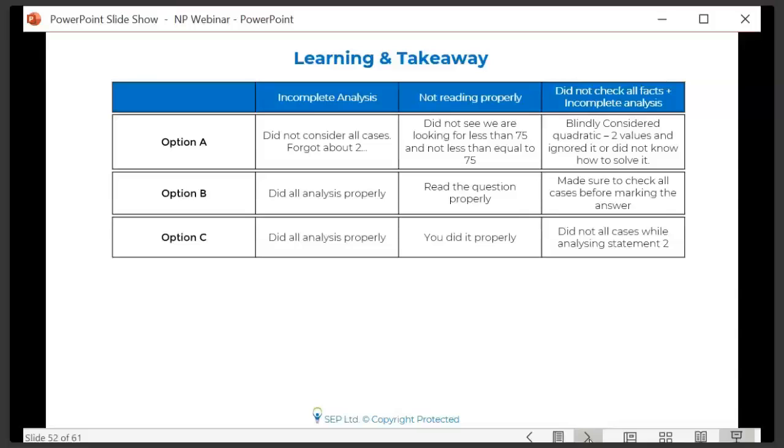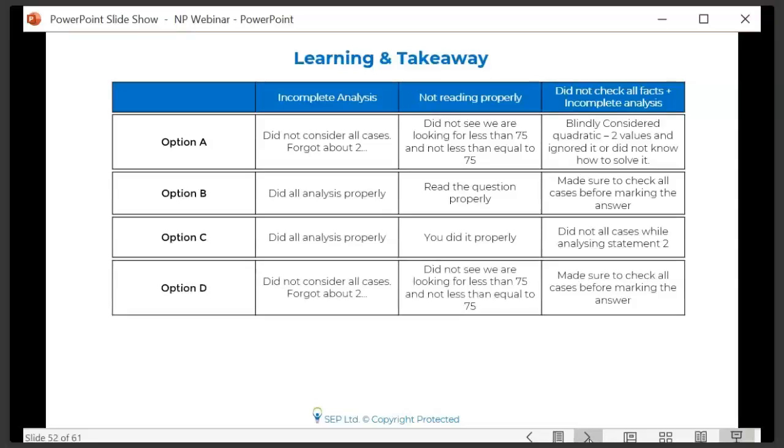Those who are marking C, as I told you, you did your analysis properly, but you did not consider statement 2 properly. You saw there are 2 values, and maybe you thought, I need to take a prime number, let's mark C, because that is what is given in statement 1. Those who marked D, again, you made all the mistakes possible. You forgot about case 2, and you did statement 2 properly, but you made a mistake in statement 1.